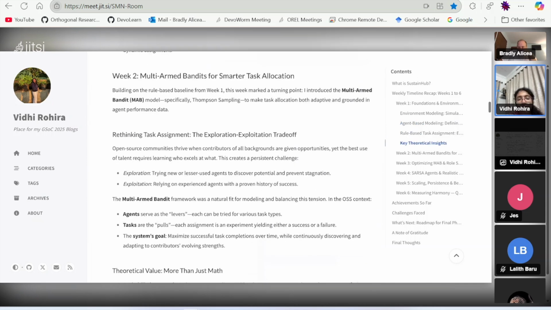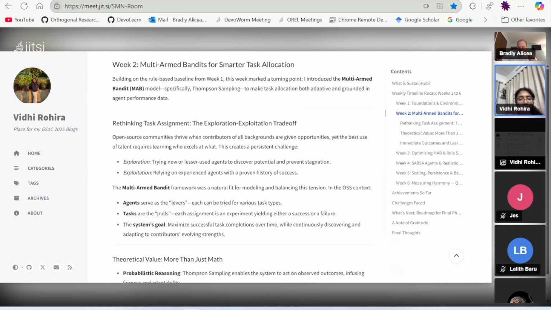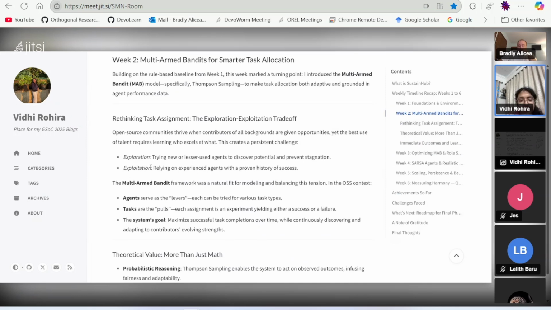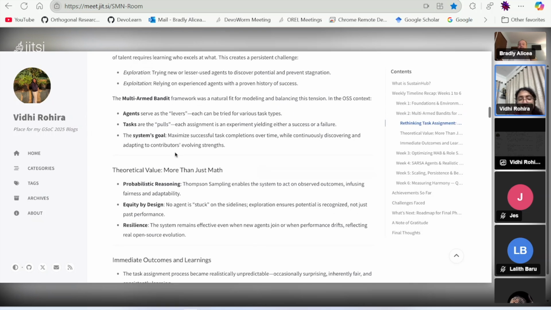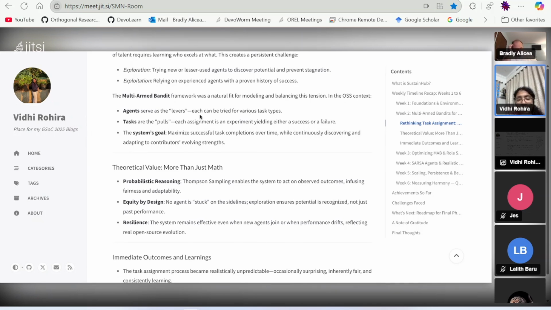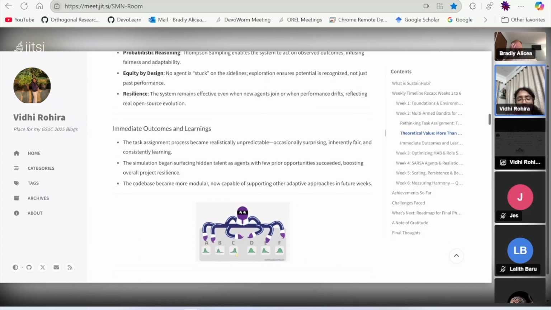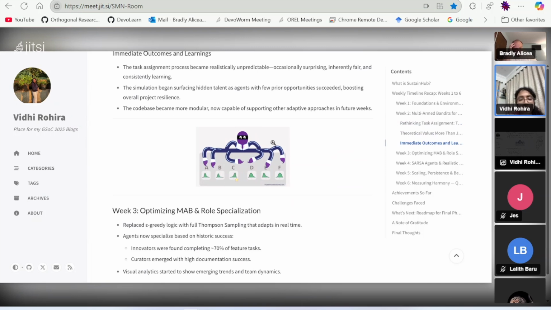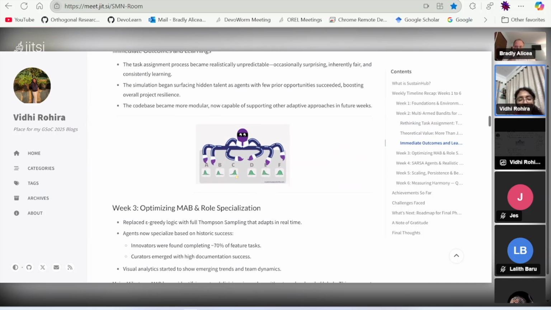Then in the second week, I introduced the multi-armed bandits and how we will use them. The multi-armed bandit problem is explained, and then how the framework will be a natural fit for our problem, which is open source sustainability. The agents are the levers and the tasks are the pulls, like how it happens in multi-armed bandits. I've attached a diagram showing these are the agents and these are the tasks that the contributor agents will have to do.